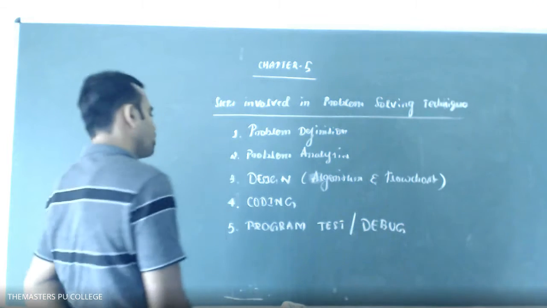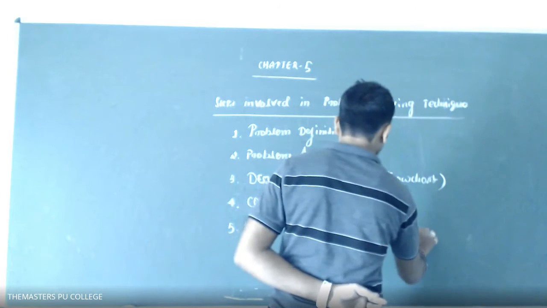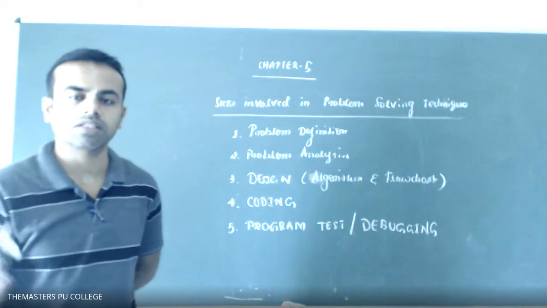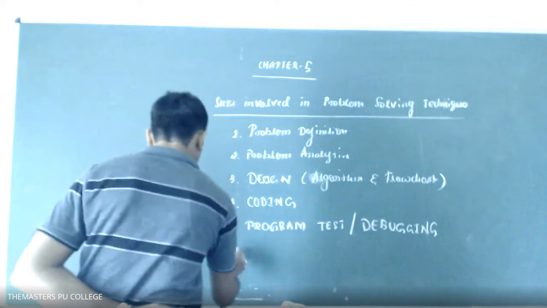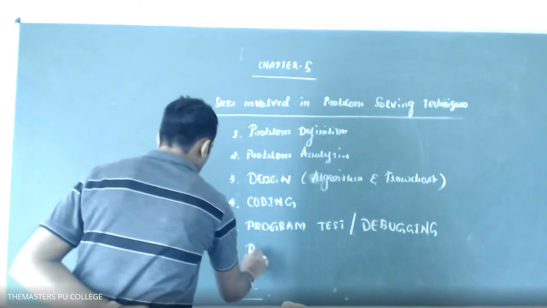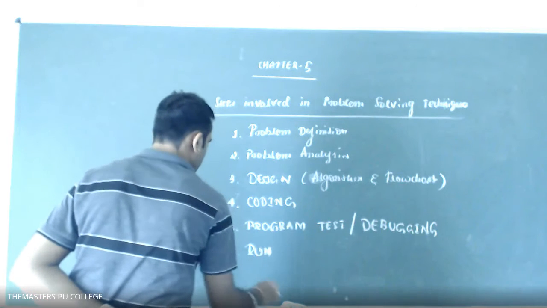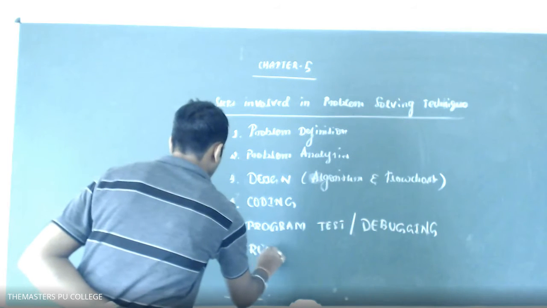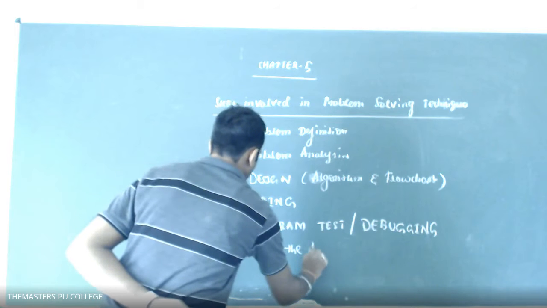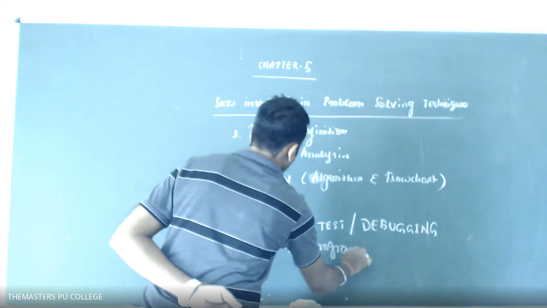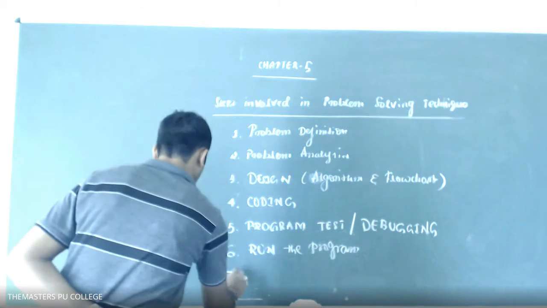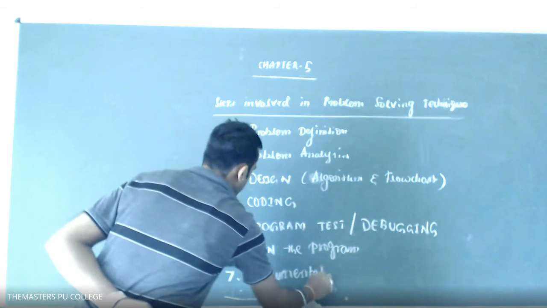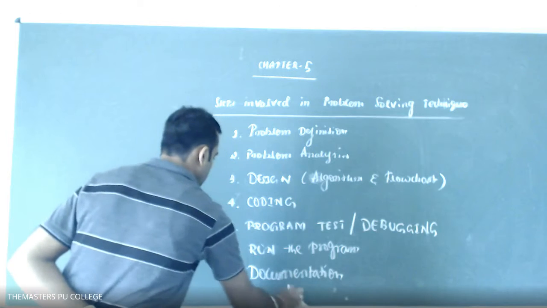Debug is nothing but identifying the errors, whether there are any mistakes or errors in the coding. Then run the program, execute it. After testing and debugging, run the program, and the seventh one is documentation, and the last one is maintenance.